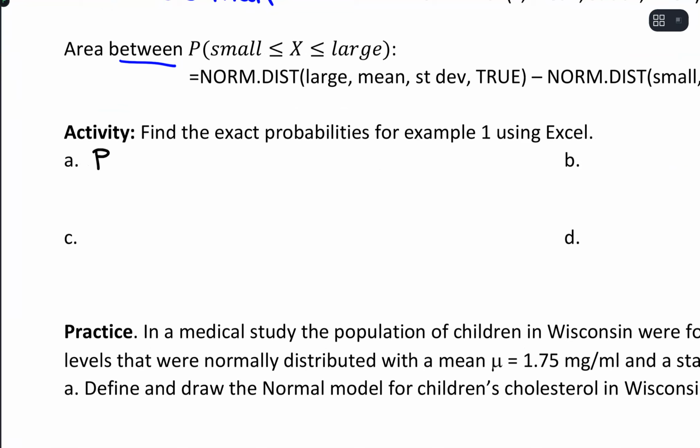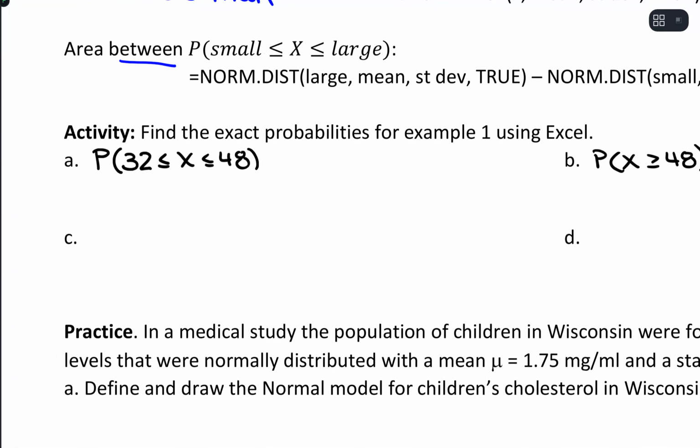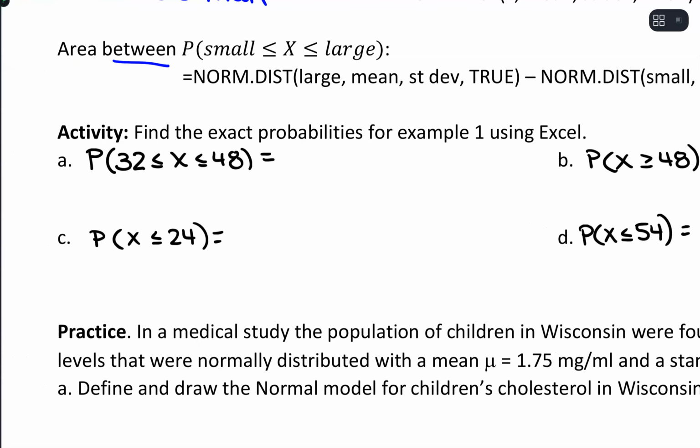So part A was the probability of being between 32 and 48. And part B was the probability of x being greater than or equal to 48. C was the probability of x being less than or equal to 24. And D, probability of x being less than or equal to 54. Okay, so we want to get probabilities out and we're going to use Excel. I'm going to go ahead and write on the page what I'm going to type into Excel.